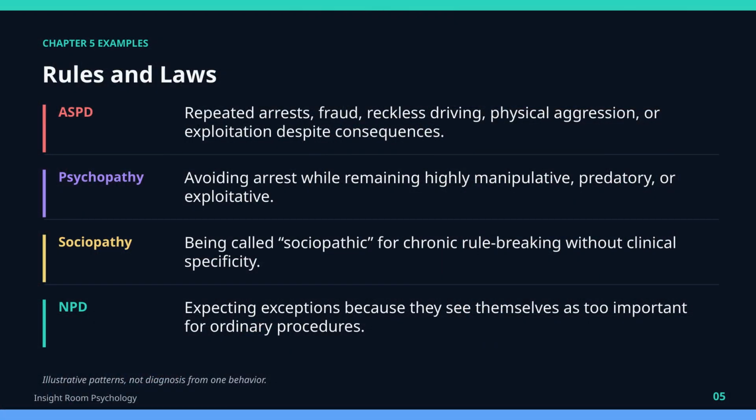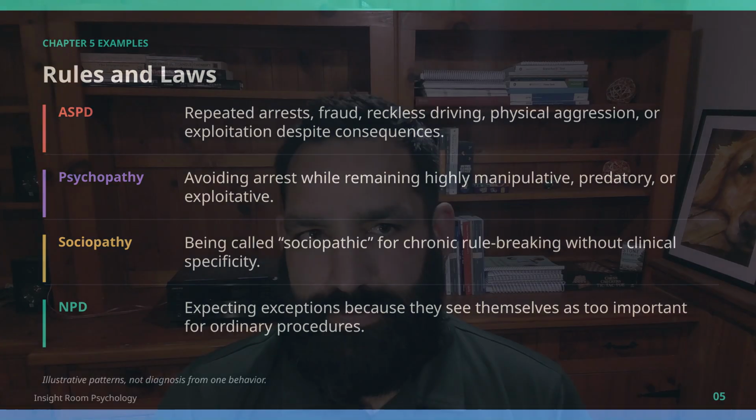With NPD, the relationship to rules is different. A person with narcissistic traits may follow rules when the rules serve their image, status, or advantage, but they may expect exceptions when entitlement is high. For example, they may believe ordinary procedures should not apply to them because they are more important, more talented, more victimized, or more deserving than others.